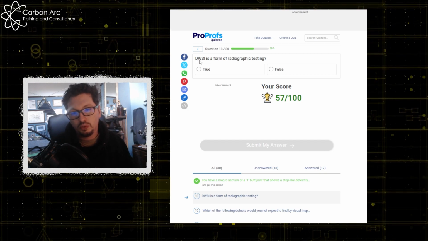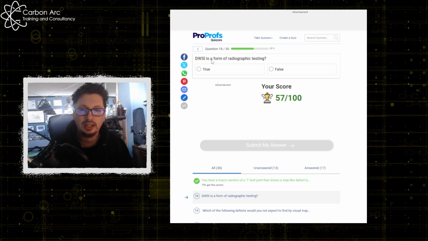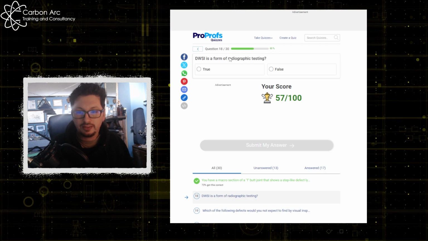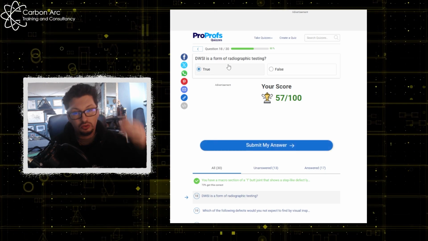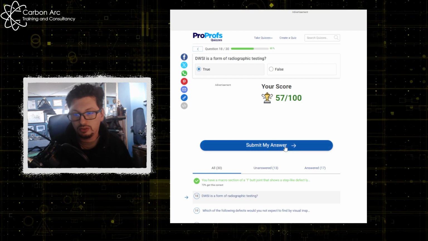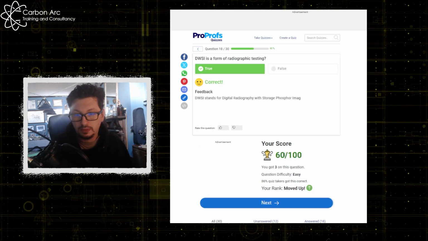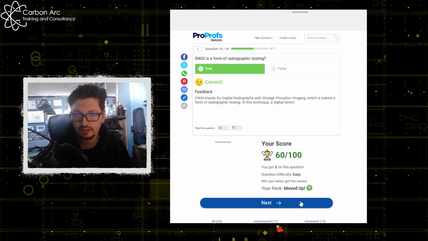DWSI, so a double wall single image, is a form of radiographic testing. That's true. We're going through two walls and only getting one image to look at. So it's a pipe type thing.